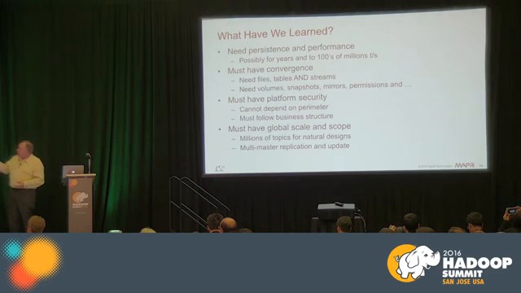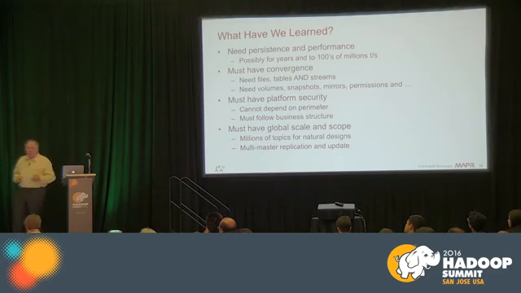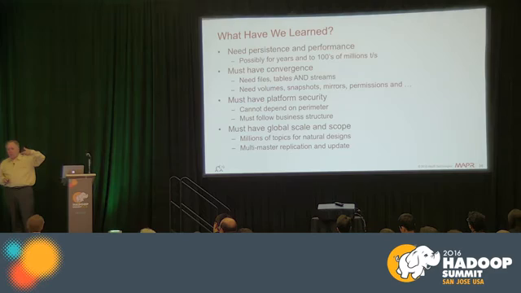So we see long persistence and hundreds of millions of transactions per second. We see a need for files, tables, and streams. We need volumes, snapshots, mirrors, permissions, of course. I mean, this is enterprise sort of thing. We have to have platform security. You cannot depend on perimeter security ever. You can implement it, but you can't depend on it. And you have to follow the business structure at business scale and scope.